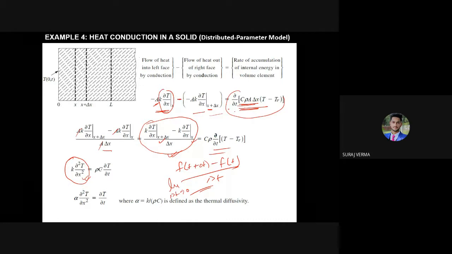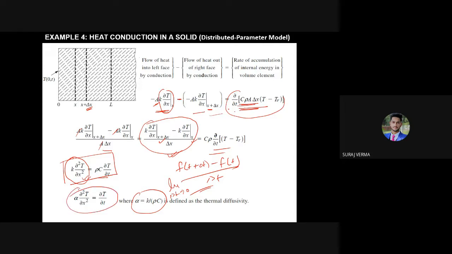Okay? Because we are assuming delta x is very small. Okay, we are assuming that delta x is very small and the final equation becomes this. Okay, this is. So when you rearrange this, K by rho C gives the alpha value. So this is alpha into del 2 T by del x square. So this is one of the equations we have just derived, but it is not the transfer function.